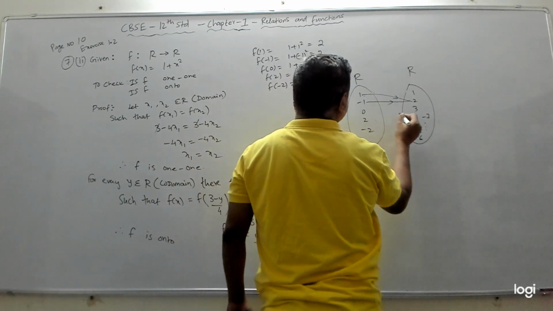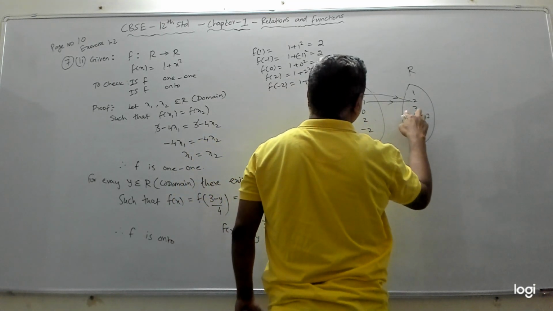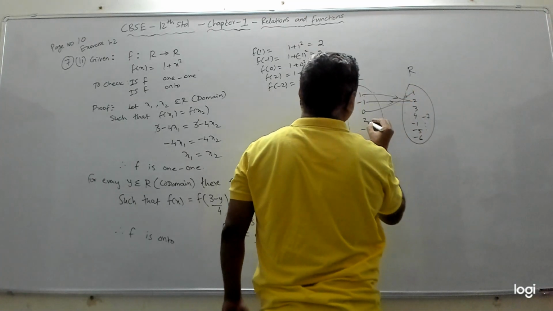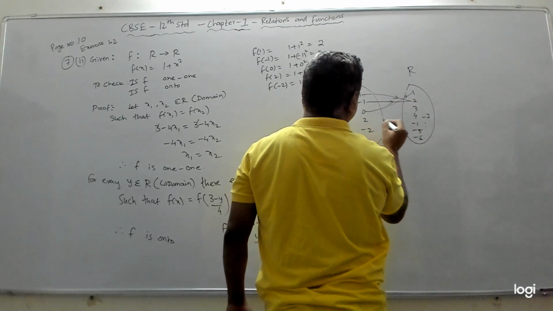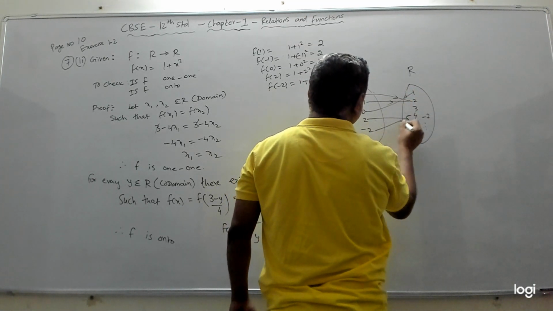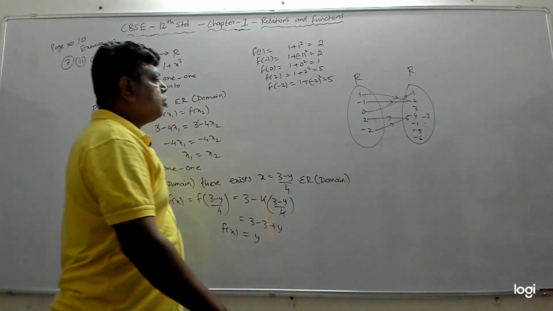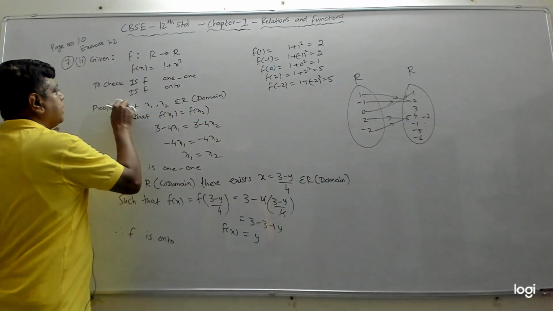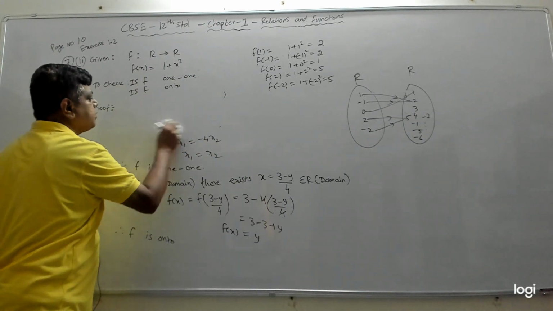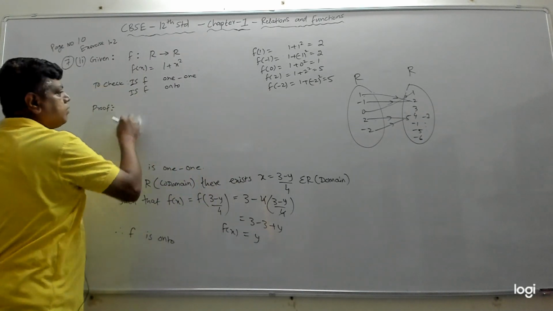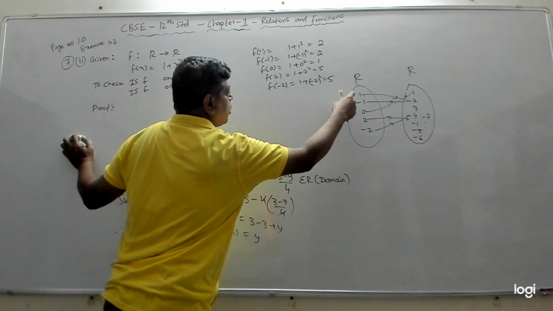0 goes to 1, 2 goes to 5, and -2 also goes to 5. So clearly it is many to 1, which means f is not 1-to-1. For that we will take two elements. We can take 2 and -2 or 1 and -1, it doesn't matter.